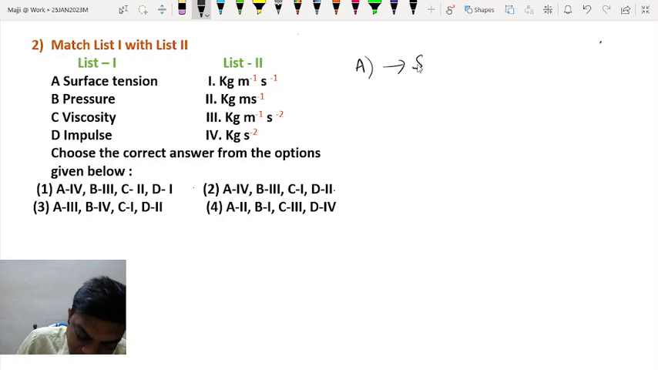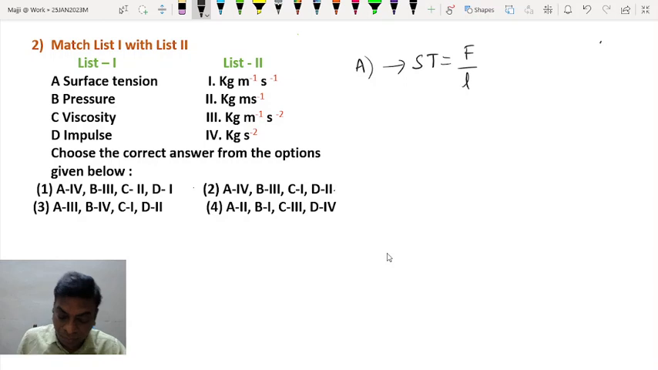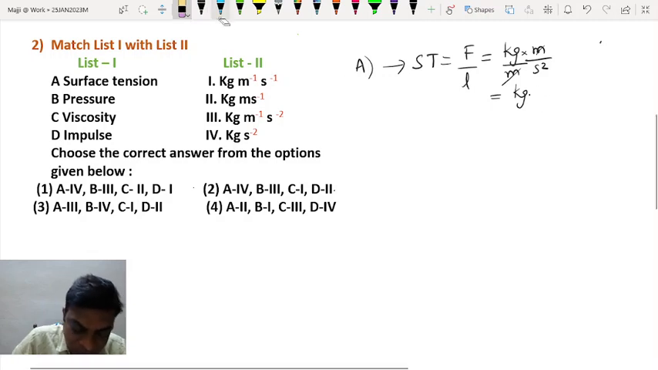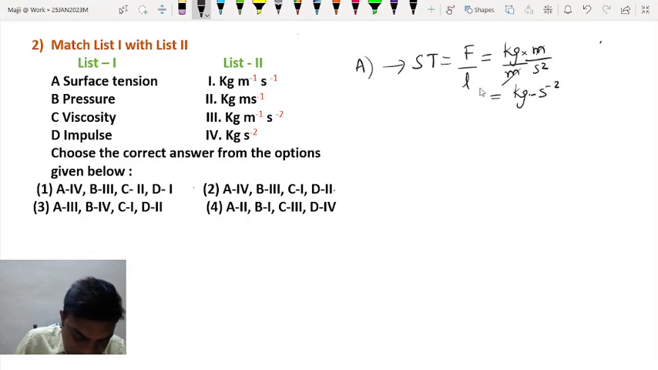So first, surface tension as per definition is force per unit length. For force it is kg meter per second square, because force is mass into acceleration, and for length it is meter. So we have kg per second square. So surface tension should be mapped to fourth. So either A, 1 or 2 is the correct answer.